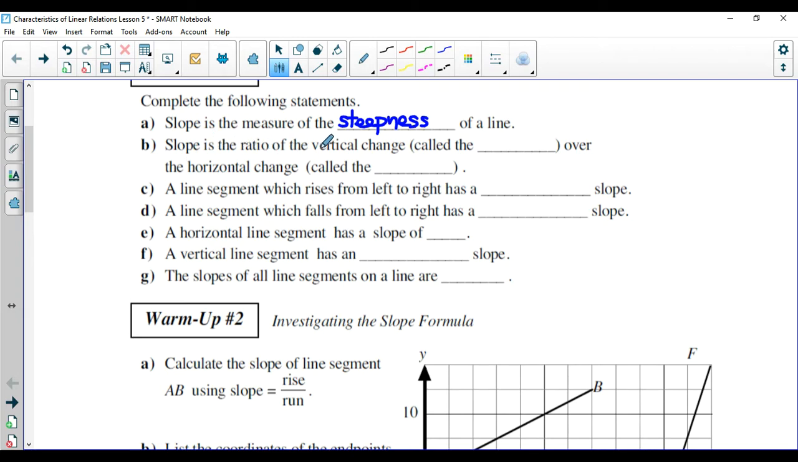Slope is a ratio of the vertical change. So the vertical change in your height is what we call the rise, over the horizontal change in length, which is what we call the run. The slope is equal to rise over run. A line segment that rises from left to right, so if your line segment goes up, we say it has a positive slope. And if your line segment goes down from left to right, then we say it has a negative slope.